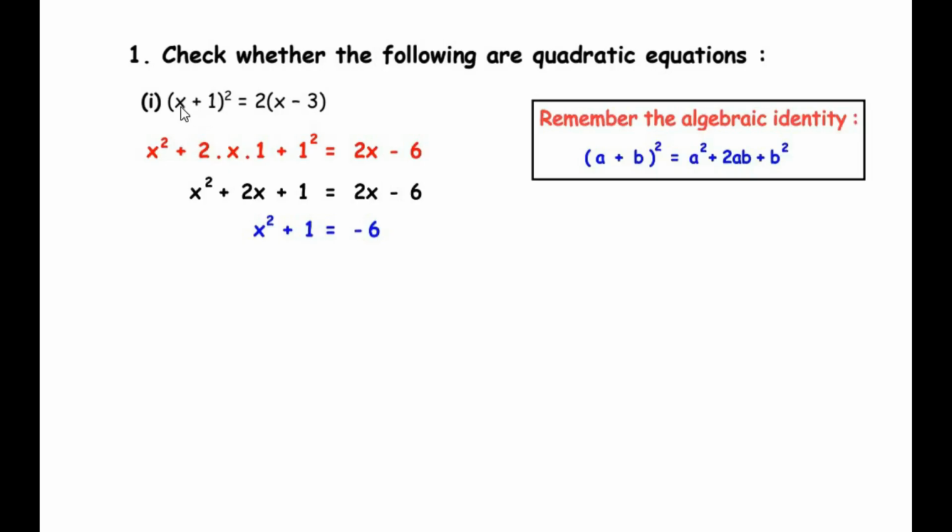quadratic equation. So let us start with the first one, that is x plus 1 the whole square is equal to 2 times x minus 3. Now here for the left hand side, x plus 1 the whole square, we are going to make use of an algebraic identity, that is a plus b the whole square. This expands as a square plus 2ab plus b square. Now here x takes the place of a and 1 takes the place of b.